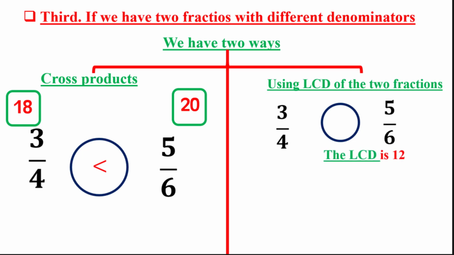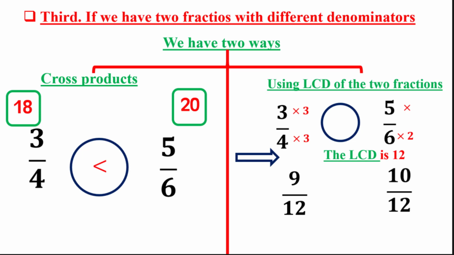So we will keep the same denominator to be 12. Ask yourself, how can we make 4 into 12? Yes, we can make 4 into 12 multiplying by 3. Now we will multiply the two terms of the first fraction by 3. And to make 6 into 12 by the same way, we will multiply 6 by 2. So we will multiply the second fraction by what? Yes, by 2. Now we will get 9 over 12 and 10 over 12.